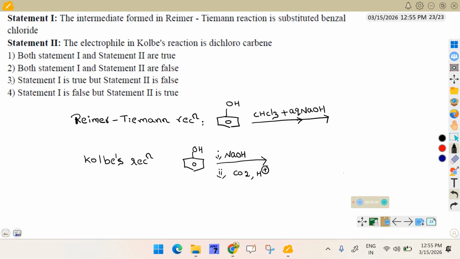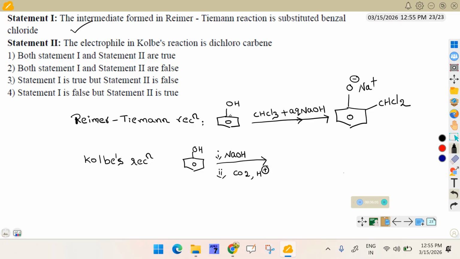See the last question. The intermediate formed in Reimer-Tiemann reaction is substituted benzyl chloride. Statement 1 is correct. Yes, according to the NCERT textbook line, substituted benzyl chloride is formed as a reaction intermediate. So statement 1 is correct.